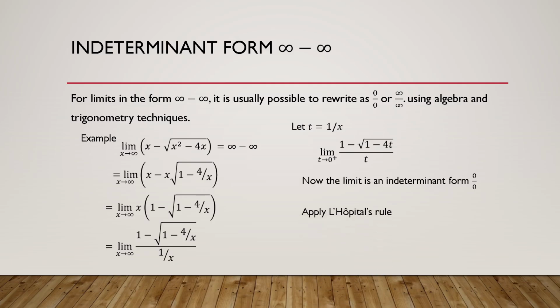Apply L'Hopital's rule. The first derivative gives us the limit of 4 over 2 times the square root of 1 minus 4t, all over 1, as t approaches 0 from the right. This limit can be taken to arrive at 4 over 2, or 2, as the final answer.